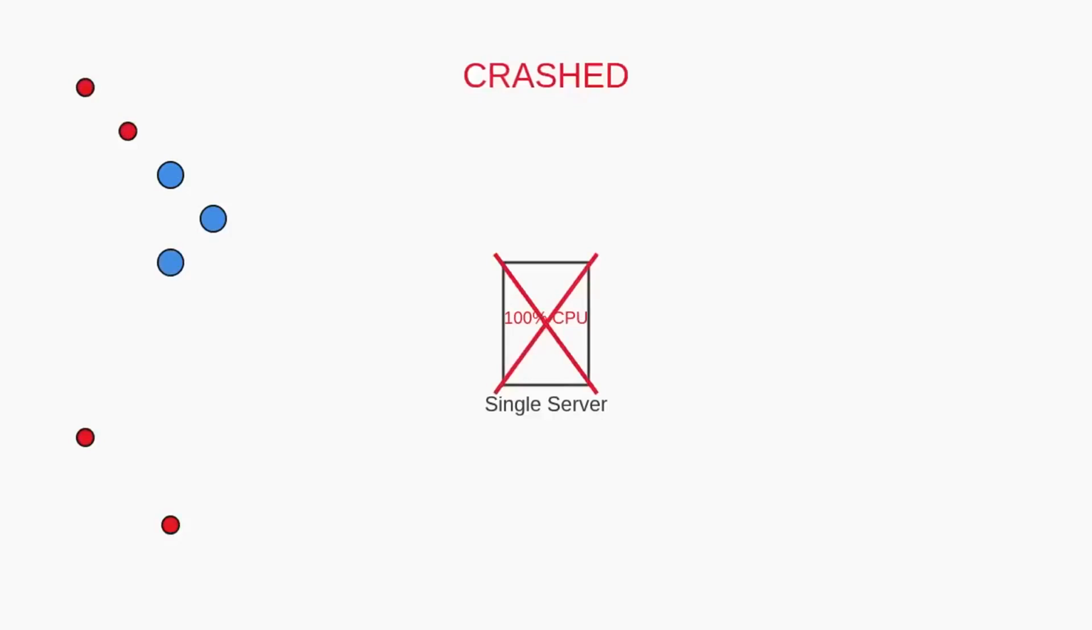It's not just about speed, it's about survival in the modern web ecosystem. Without a way to distribute this massive pressure, even the best software will eventually fail. When your app grows, you have two choices. First, vertical scaling. This means buying a bigger, beefier server with more RAM and a faster CPU. But there's a ceiling to how big one machine can get, and it's expensive.